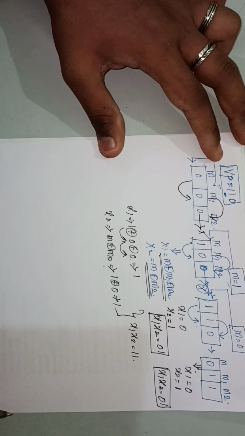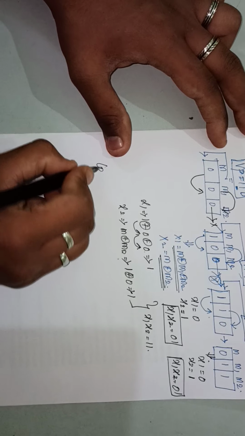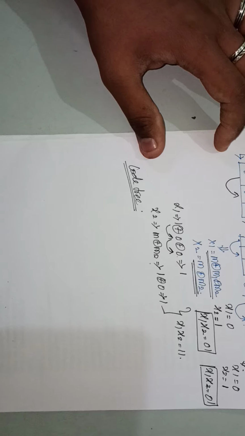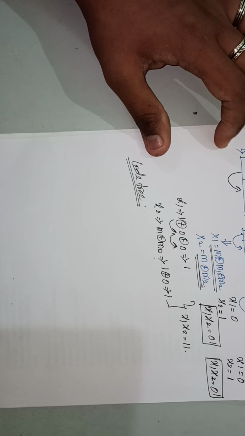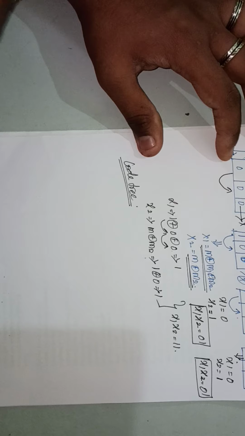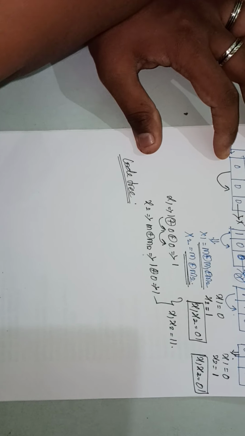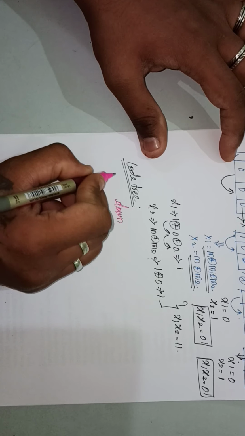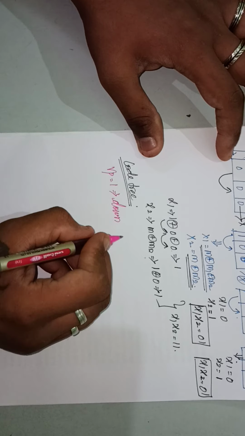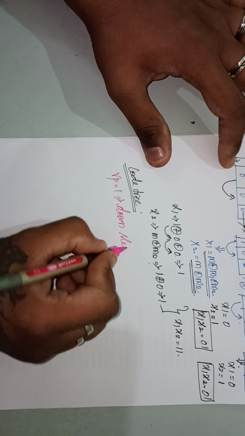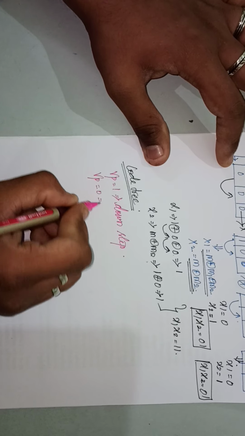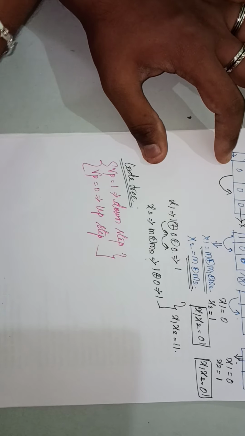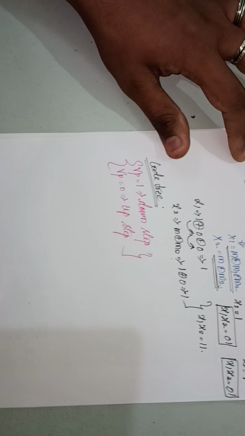By using this I am going to draw the code tree. The code tree is nothing but representing the signal by using the output binary bits. Before drawing the code tree we have one condition. What is the code tree condition? If the VP value is equal to 1, we have to draw a down step, and if the VP value is equal to 0, we have to draw an up step. These are the two main constraints which you have to keep in mind while drawing the code tree diagram.